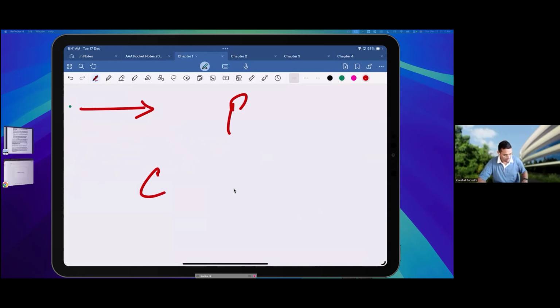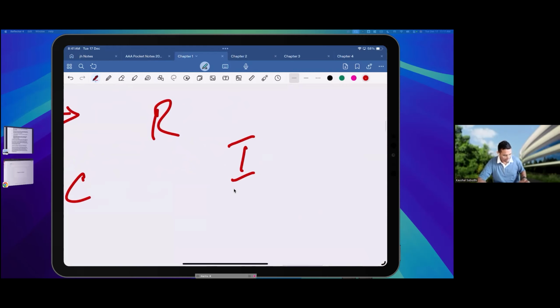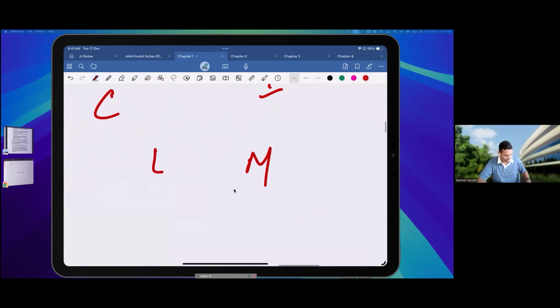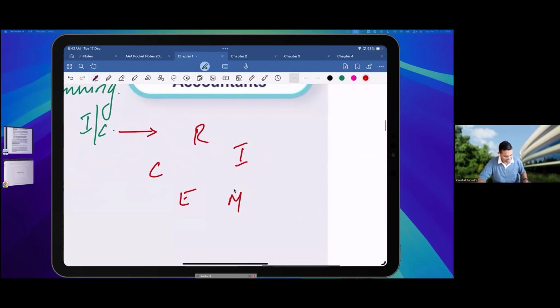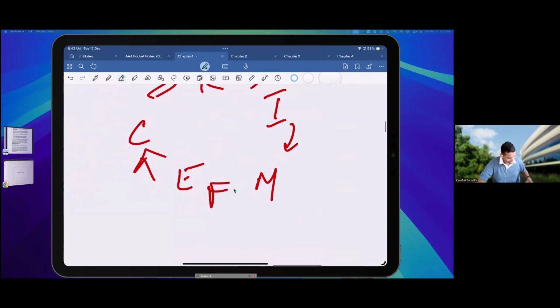So it's basically CRIME. So there you go. Sorry, just ignore. I don't know why, but today my handwriting really sucks. But it's okay as long as you get this.